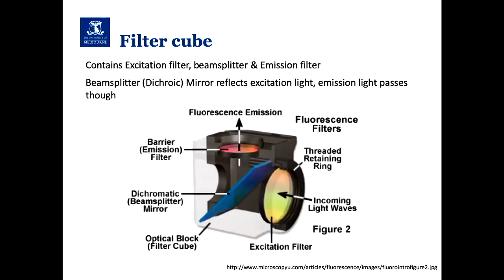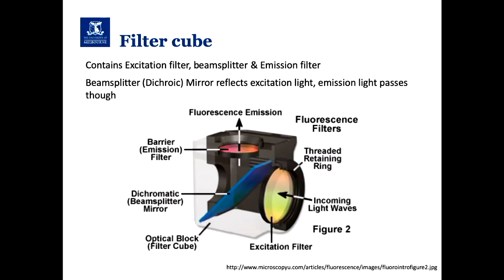Now, in most microscopes, these will sit, so this is your excitation filter here. These will sit in what we call a filter cube. And this filter cube is made up of 3 different parts. So we've got our excitation filter here. We've got a dichroic mirror, also called a beam splitting mirror here. And then we have our emission filter at the top here.